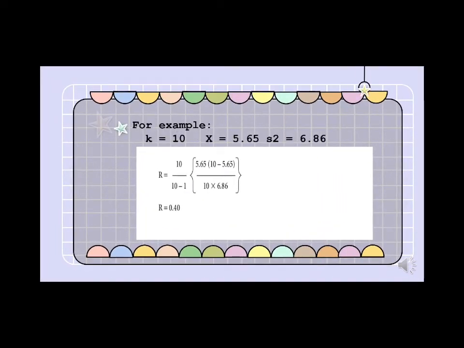Example: K is equal to 10, X is equal to 5.65, s squared is equal to 6.86. So r is equal to 10 over 10 minus 1, times the quantity 1 minus 5.65 times 10 minus 5.65 over 10 times 6.86. So the result is r equals 0.40.